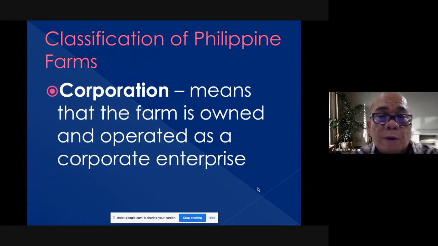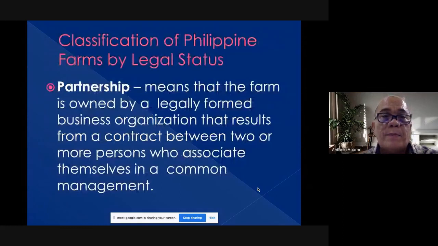These are farms operated by a corporation. They own a huge tract of land operated as a corporate enterprise. Either an individual farm operated by a private person, singly, we also have a corporation, and we do have partnership also.